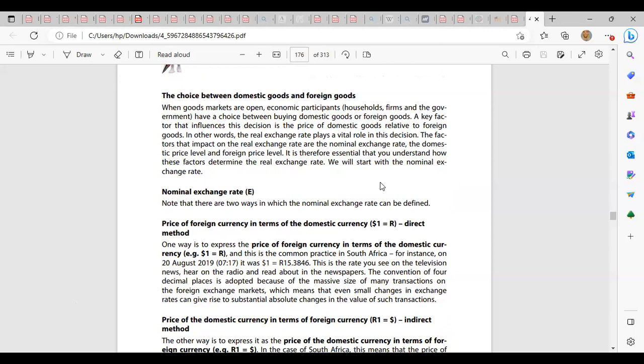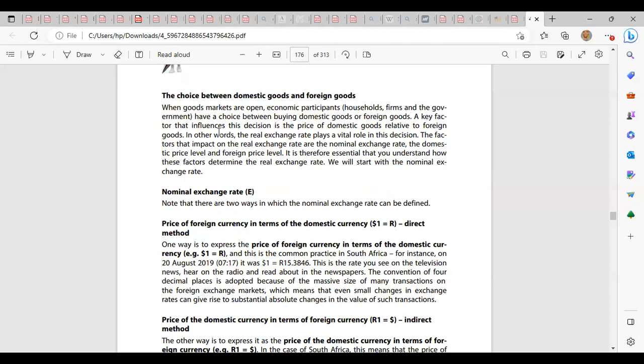You can't buy in a foreign market using a domestic currency, right? So you need to convert your domestic currency to a foreign currency, and then under those circumstances you must be able to transact in a foreign country or in a foreign market, right? Which brings us to the issue of the exchange rate.